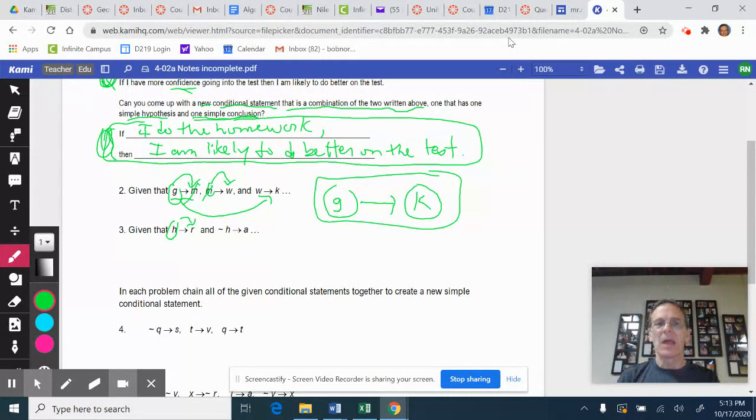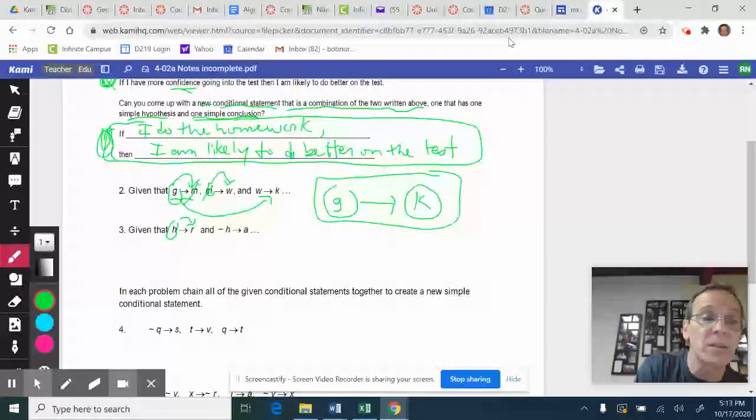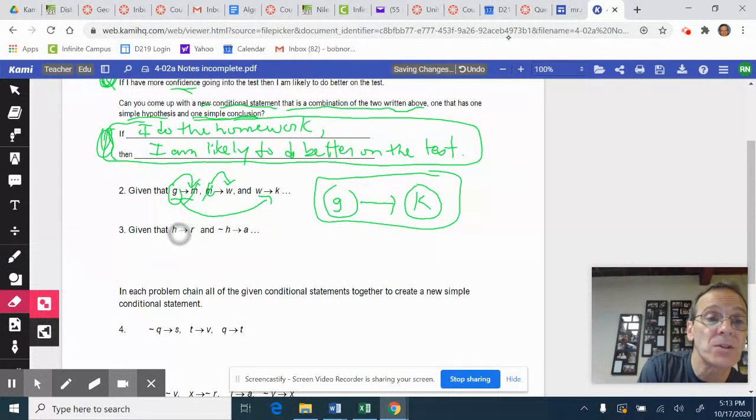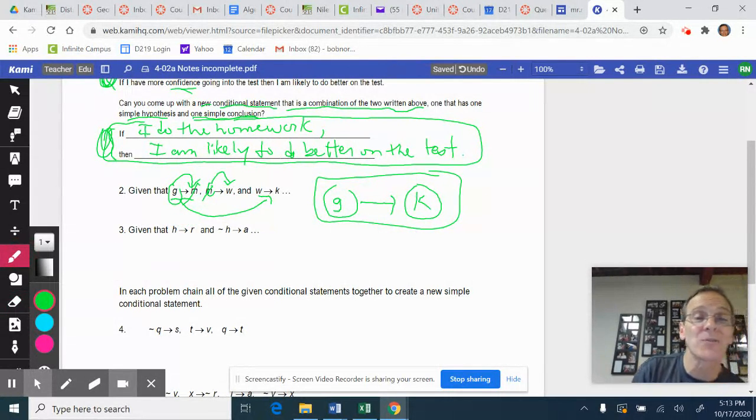So let's choose one of these statements, okay? Because I'm not sure if there's one that we have to write the contrapositive of, and if there is, which one. So let's just pick one and write the contrapositive and see what happens. Let's pick this first one. H implies R. What is the contrapositive of H implies R?